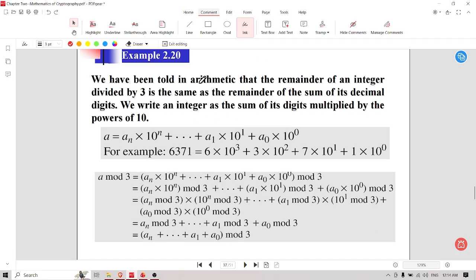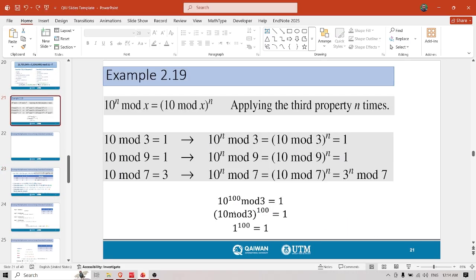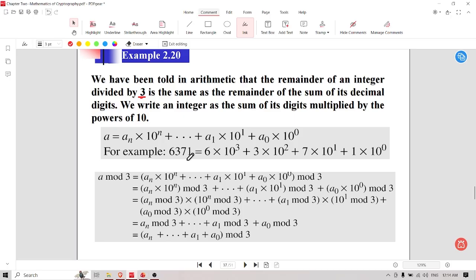Now, we have been told in arithmetic that the remainder of an integer divided by 3 is the same as the remainder of the sum of its decimal digits. We write an integer as the sum of digits multiplied by powers of 10. And it was this example that we explained.